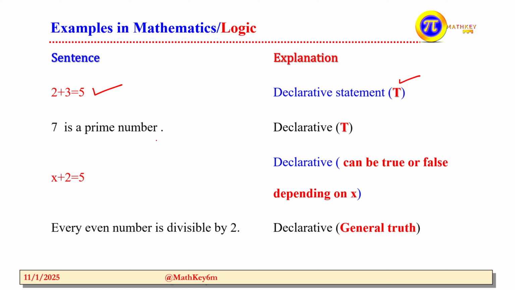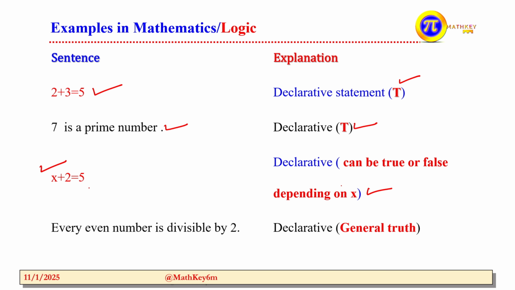Yes, it is a declarative sentence and it is a true statement. Now, x plus 2 equals 5. It is a declarative sentence, but it can be true or false depending on the value of x. When x is 3, it says 3 plus 2 is 5. Yes, it is correct, so it becomes a true declarative statement when x equals 3.